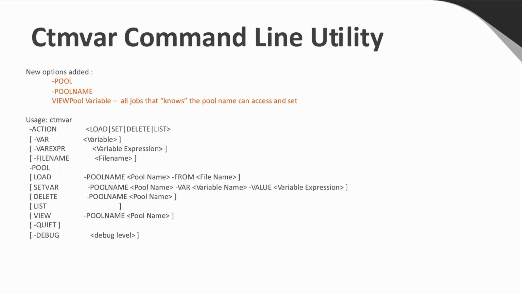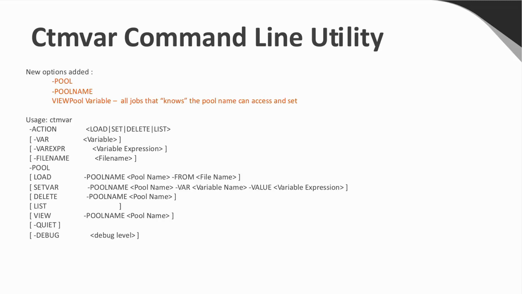Let's talk about the CTMBar Utility. So we've added a couple of things. We've added the -pool option, and with that you can do actions on the named pool variables like list, view, and delete. And then the -poolname is going to specify which pool you're acting on.